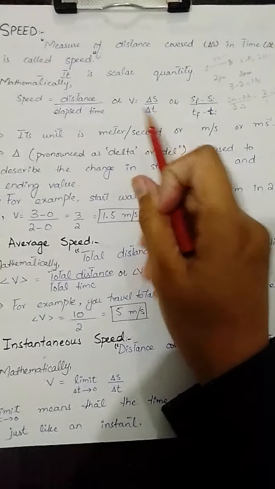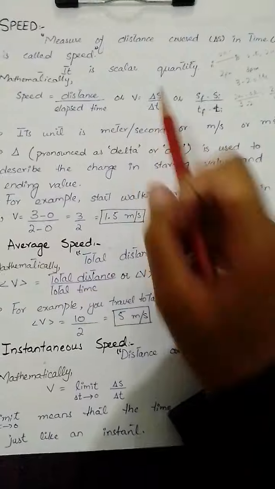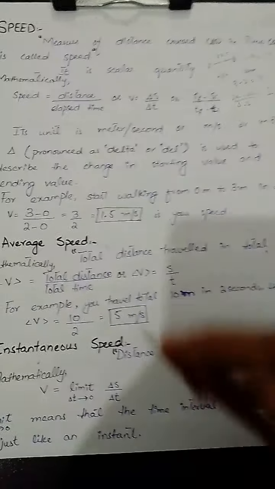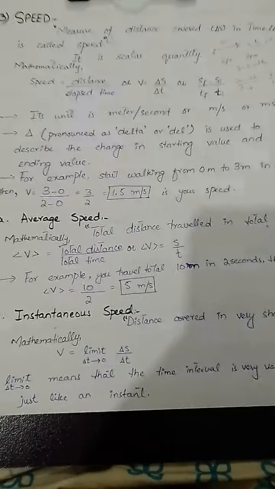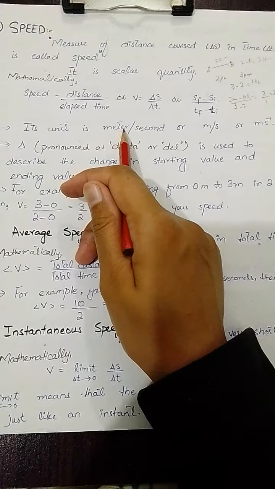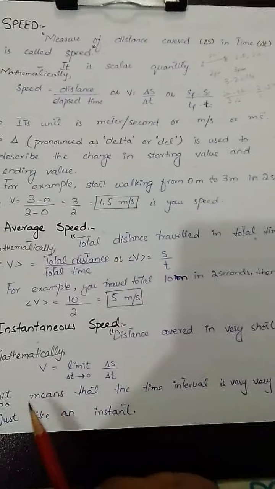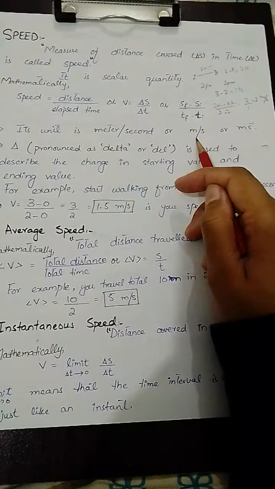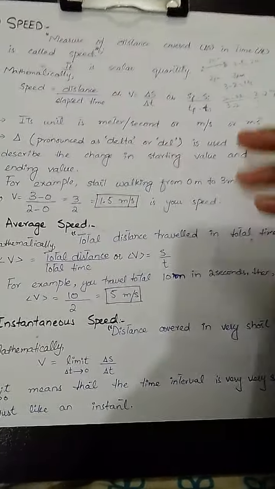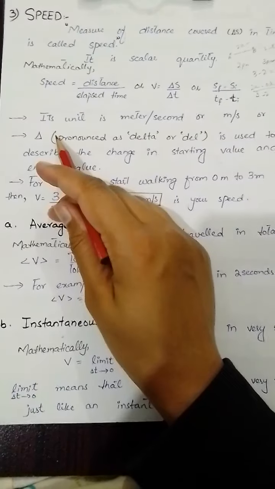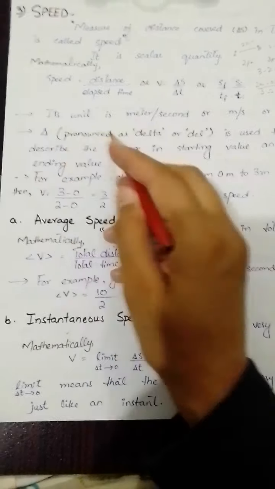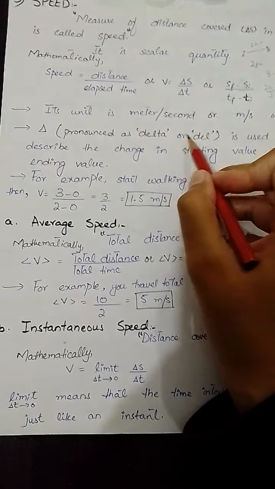So del S is therefore the distance traveled and del T is the time that has passed when traveling from one point to another. Its unit is meters per second, of course, because meter is the unit of distance and second is the unit of time, or m divided by s, or m s minus 1. This little triangle is pronounced as delta or del.